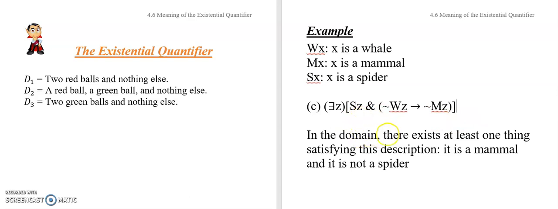So this says, in the domain, there exists at least one thing satisfying this big, horrible, nasty description. It's a spider, and if it's not a whale, then it's not a mammal.